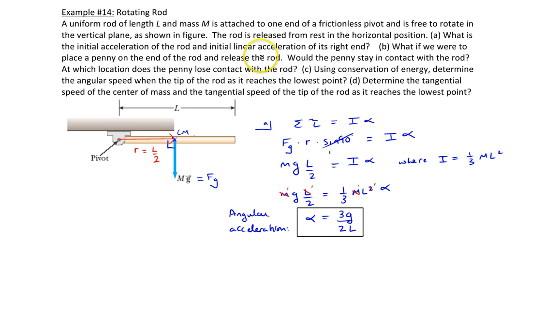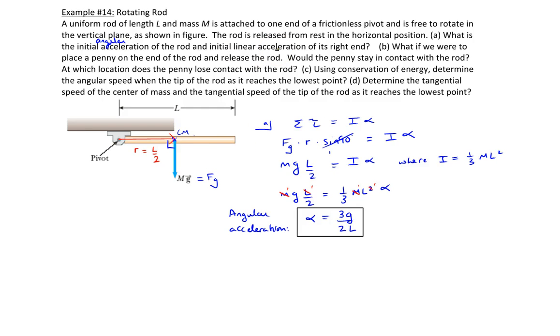If we were looking for the linear acceleration, I see that I've got this worded incorrectly. It says, what is the initial acceleration of the rod and the initial linear? So it really should be the initial angular acceleration of the rod and the initial linear acceleration of the rod.